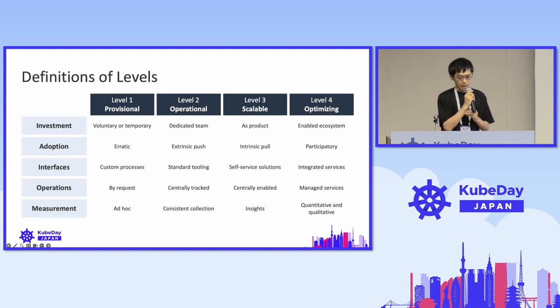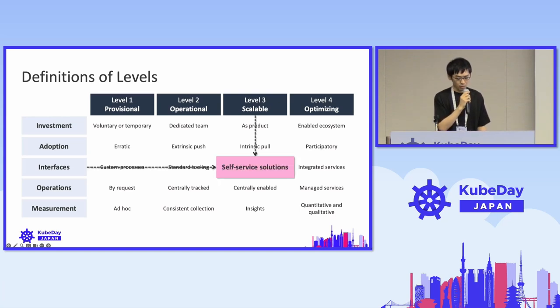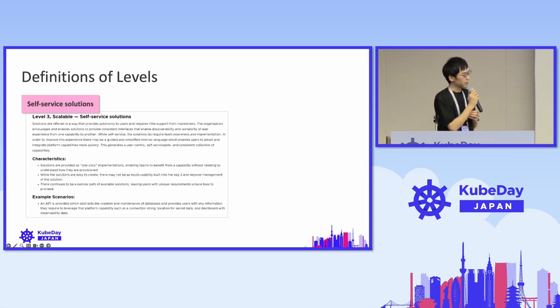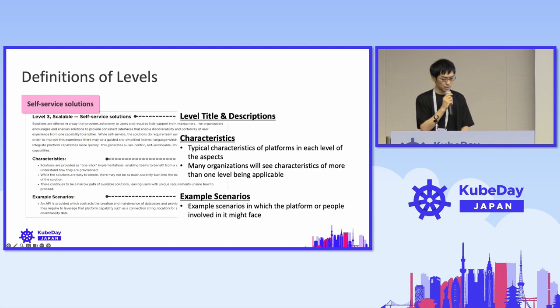Now let's take a closer look at the cells in the model. For example, if you look at the cell for level 3 in the interface aspect, it is labeled service solutions. The following is an excerpt of the definition taken from the maturity model document. The model table has a corresponding definition like this. And each definition includes three elements like this.